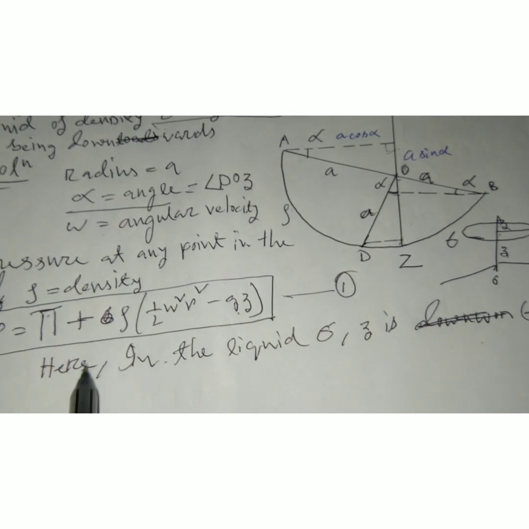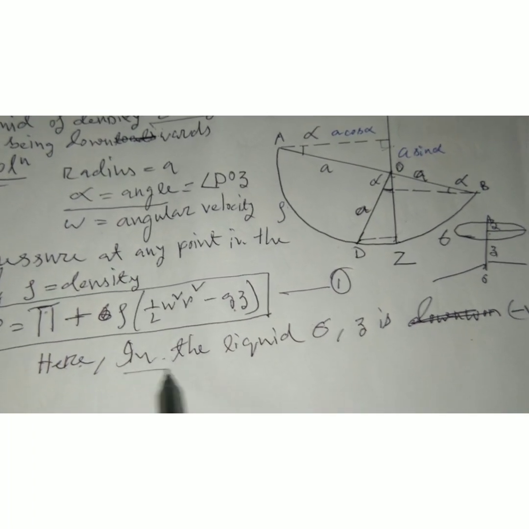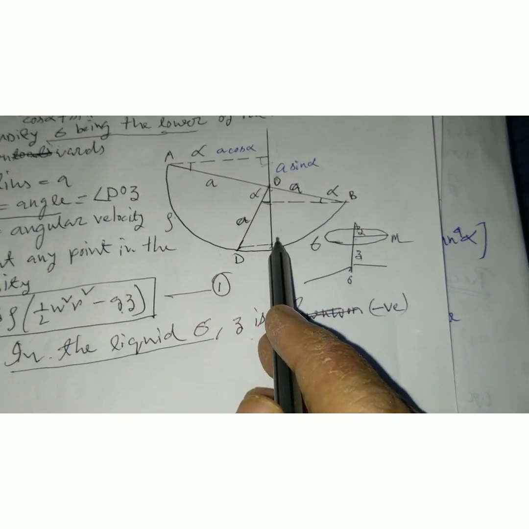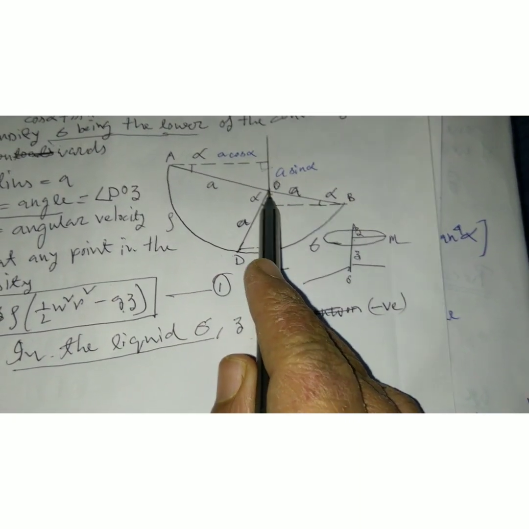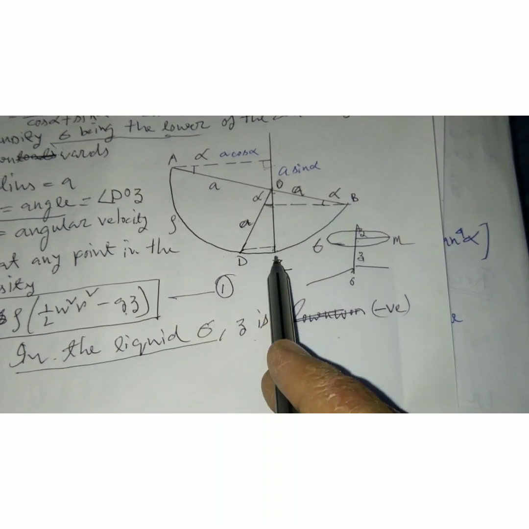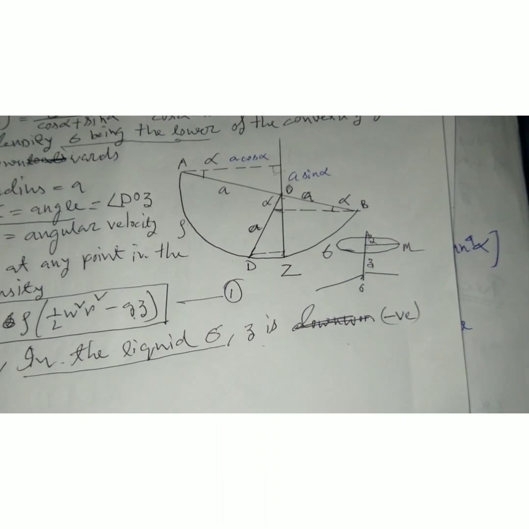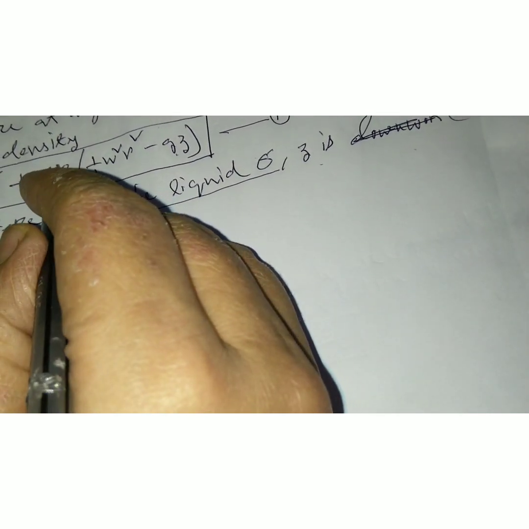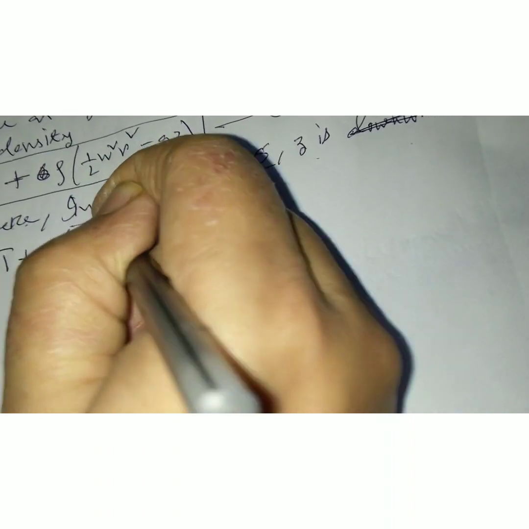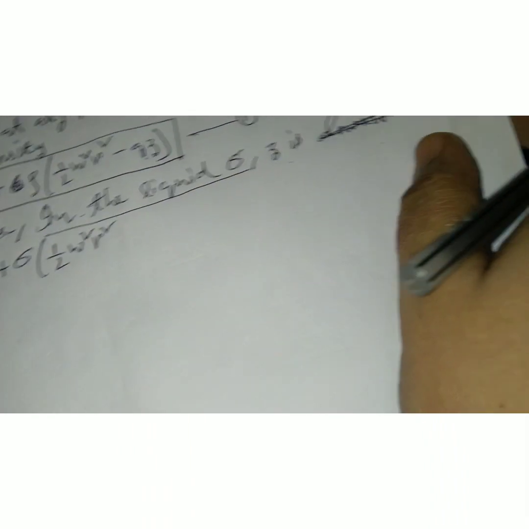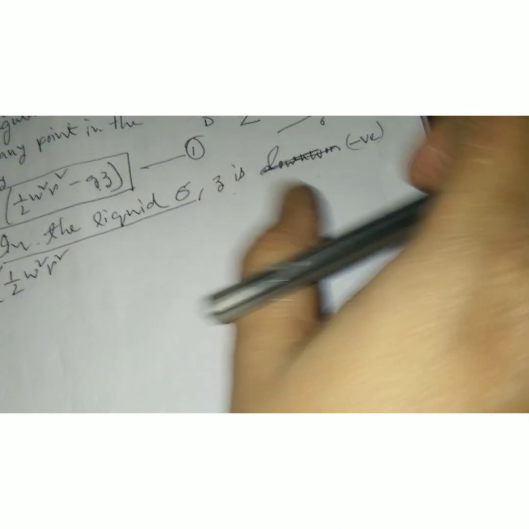But here in the case of the liquid, sigma z is negative, because z is the downward portion. This is the z axis, O is the center, and O to z is here, so it is the negative axis. So P is equal to rho capital pi plus rho sigma. Okay, you must remember, very easy problem, but you have to study fluid mechanics. If you study, then you can solve it.